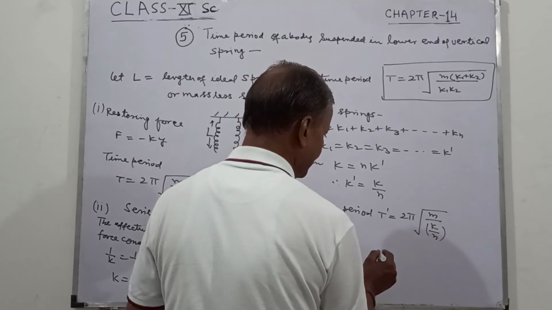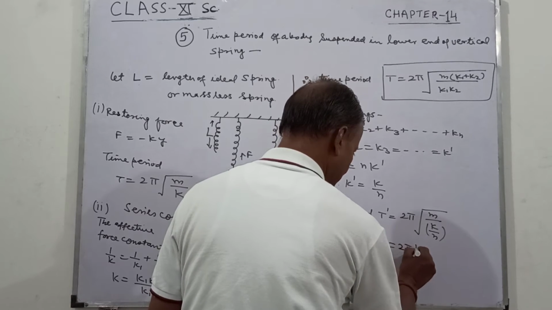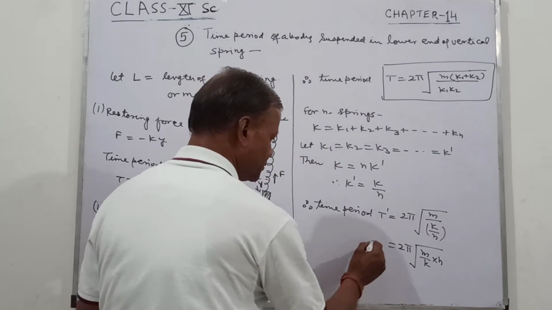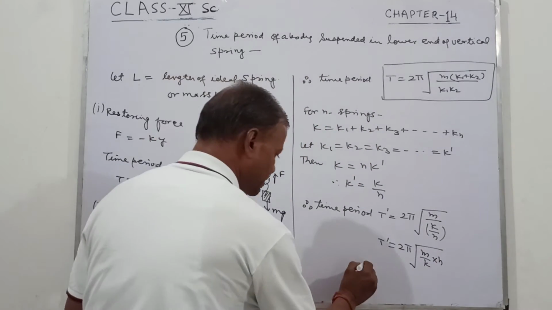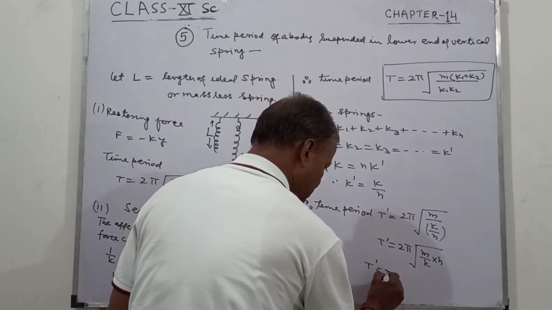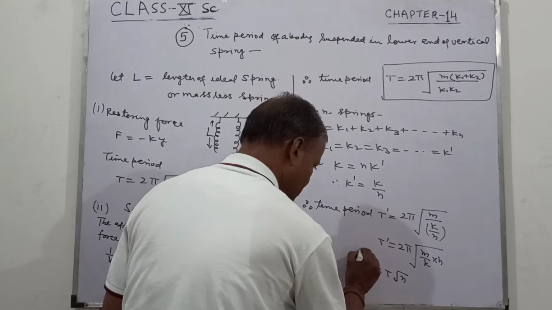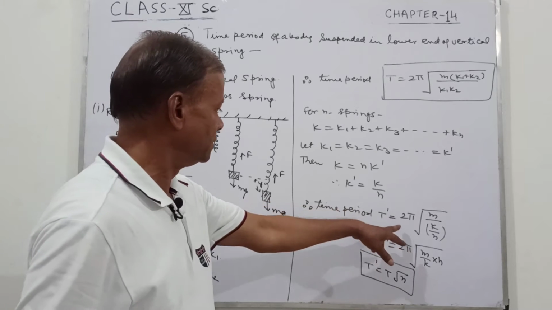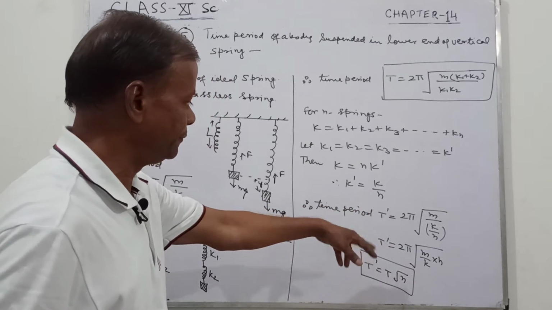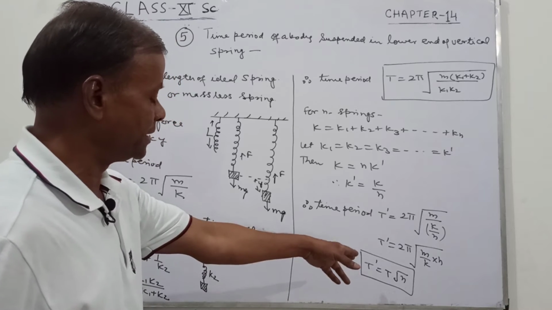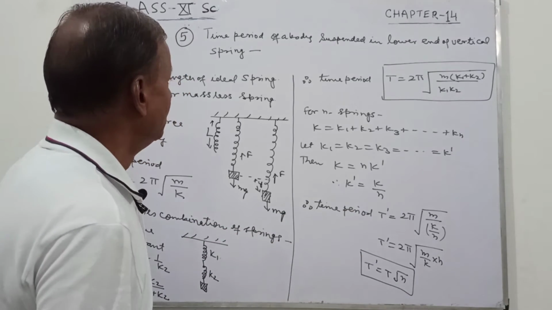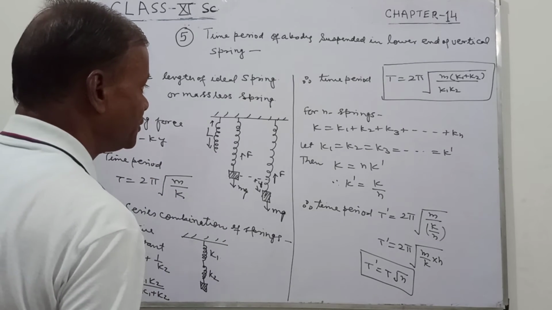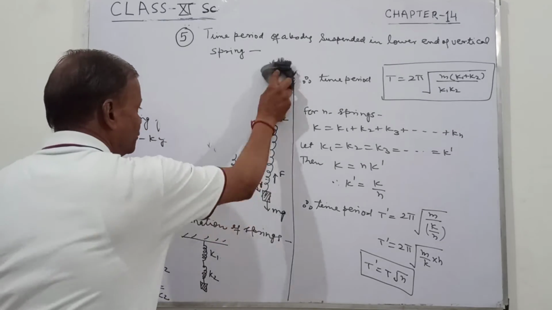So this is equal to 2 pi square root of m upon K into n. This is T dash. So T dash equals T root n. Now the time period will increase. As you can see, the time period of the single piece will increase. This is now the series combination of springs, and now I take the parallel combination of springs.